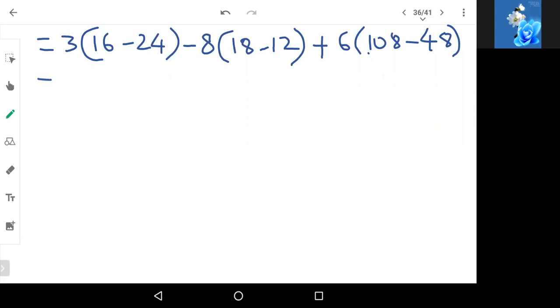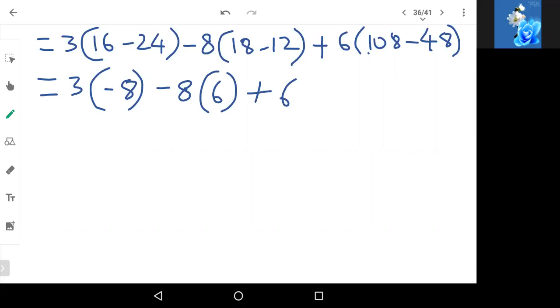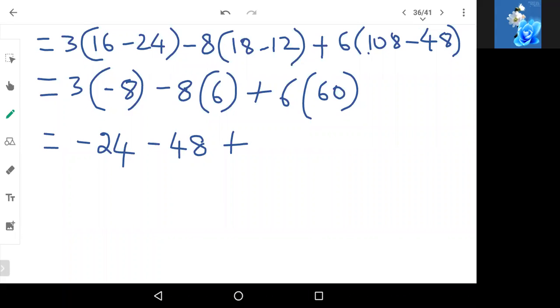Okay. Now the next step is simplification. 3 into 16 minus 24 is minus 8. Then again minus 8. 18 minus 12 is 6, plus 6 into 108 minus 48 is 60. So 3 into minus 8 will give me minus 24. 8 6s minus 48, plus 6 into 60 is 360. So therefore, the value of this determinant, when you add minus 24 minus 48 plus 360, you get 288. So this is how you evaluate a 3 by 3 matrix. It's a determinant. Sorry, not a matrix. It's a determinant.